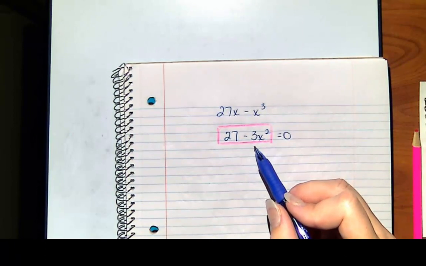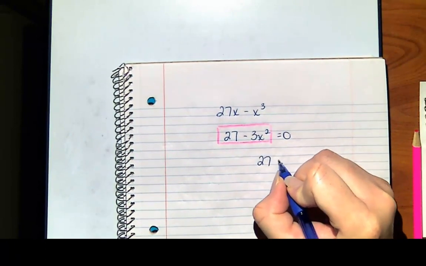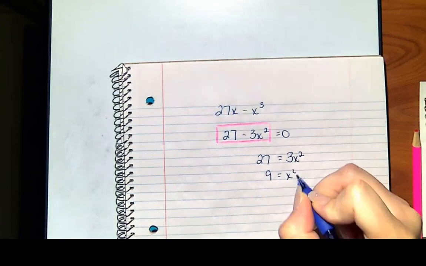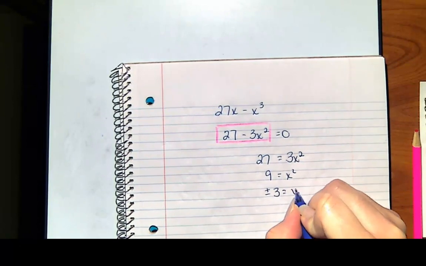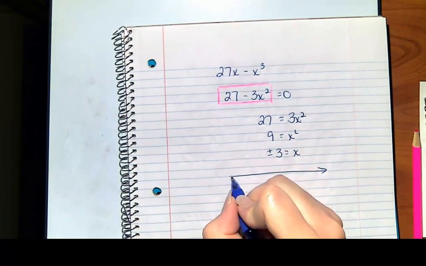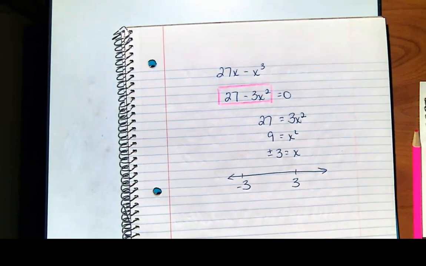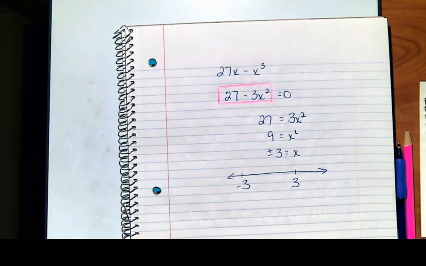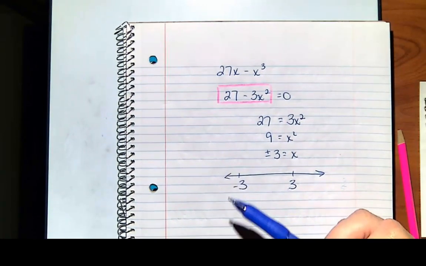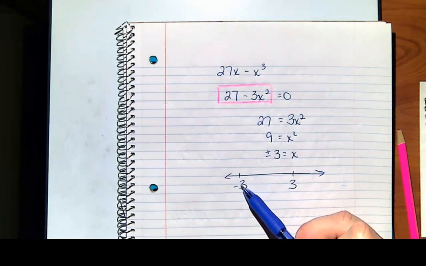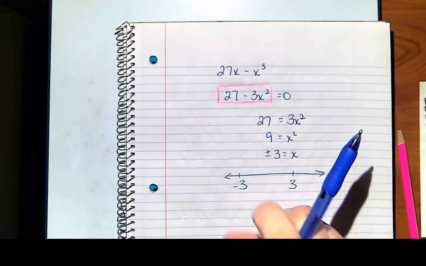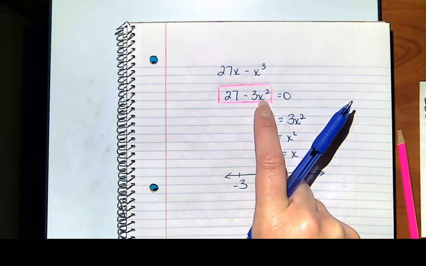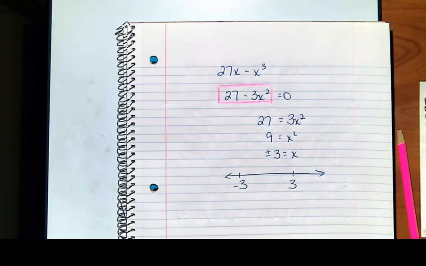So if I solve this thing, I'm going to add 3x squared to both sides. Divide by 3. So plus or minus 3 are going to be your critical numbers. So I've got negative 3 and positive 3. So I've got 3 distinct intervals that I need to test. A nice friendly number to the left of negative 3 is going to be negative 10. So 27 minus 3 times negative 10 squared, which is 100. So 27 minus 300 is negative.